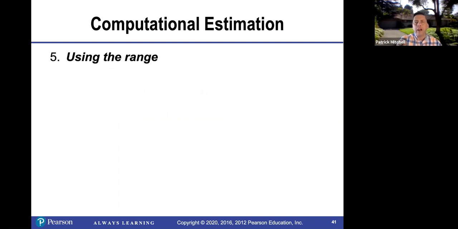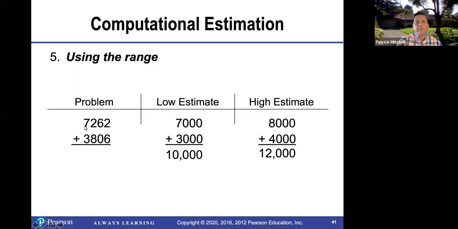Or you can use the range. So here is the original problem. If you round each number down, you get an estimated sum of 10,000. If you round each number up, you get an estimated sum of 12,000. So the sum is somewhere between 10,000 and 12,000.